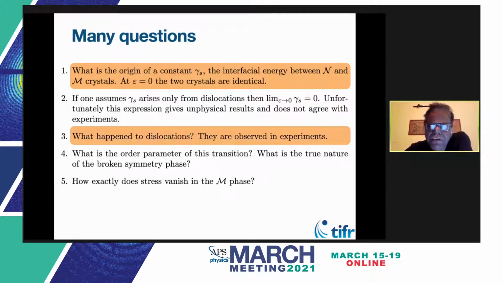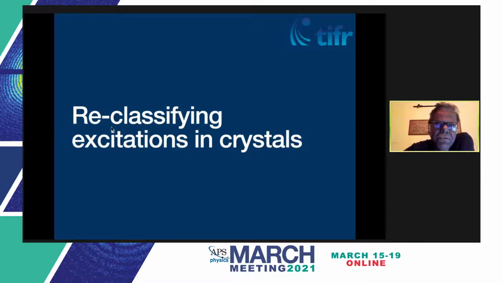So what happened to these dislocations? They are actually observed in experiments. What is the order parameter of this so-called first order transition? What is the broken symmetry phase? How does exactly stress vanish in this phase? Okay, so to answer these questions, we have to actually do something a little bit drastic, which I'll tell you.